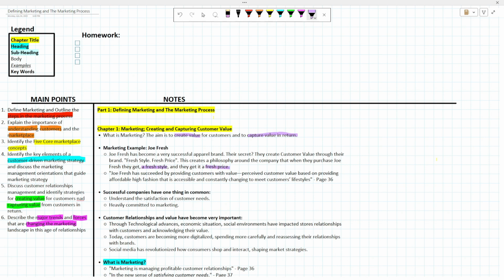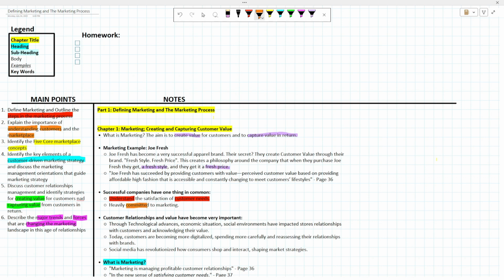And that has a psychological effect on the consumers when they buy it, saying, hey, I'm buying something that's not only good in style, but also has a good price to it. So here's a quote in the book: Joe Fresh has succeeded by providing customers with value, perceived customer value based on providing affordable high fashion that is accessible and constantly changing to meet customers' lifestyles. Page 36. So successful companies have one thing in common. They understand the satisfaction of customer needs. So understand customer needs and are heavily committed to marketing.